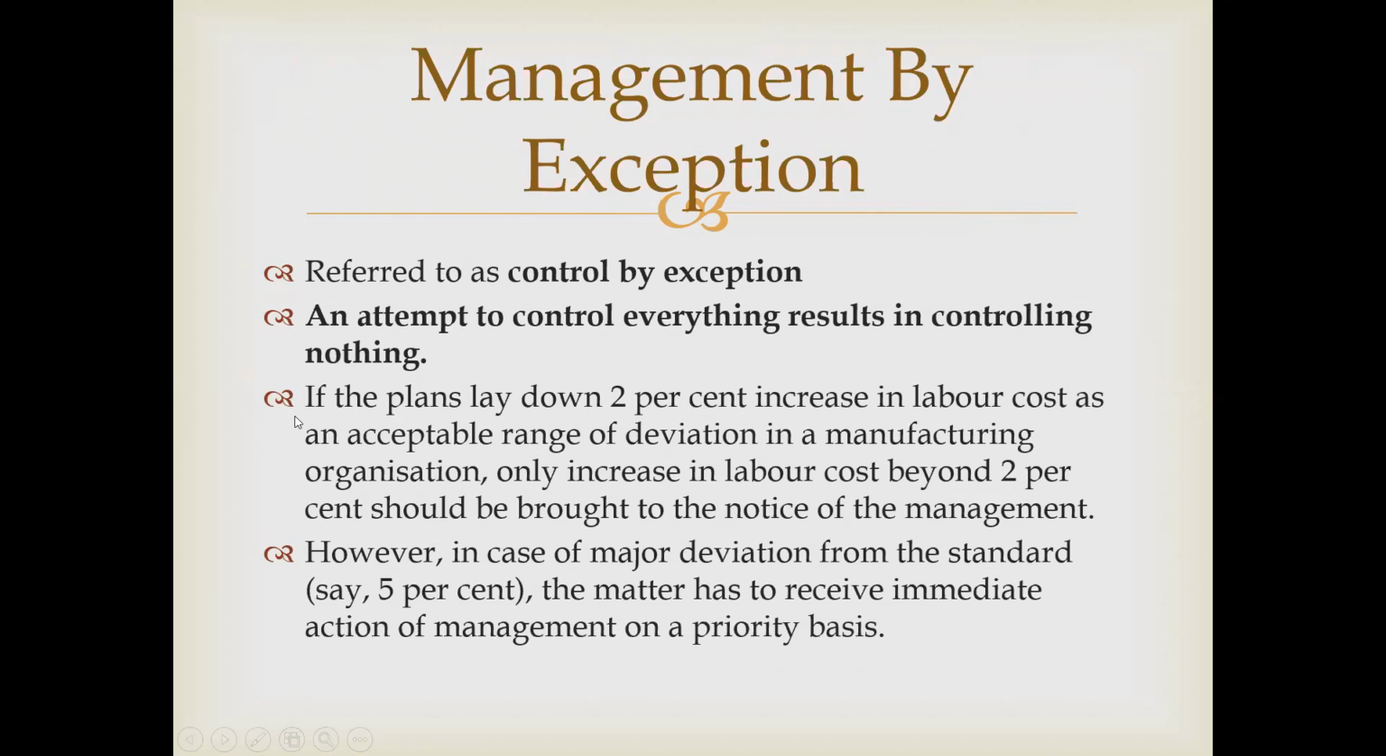Now, what do we mean by this? If a plan lays down 2% increase in labor cost as an acceptable range of deviation in a manufacturing organization, only increase in labor cost beyond 2% should be brought to the notice of the management, otherwise not. क्या मतलब हुआ? देखिए बेटा, हर साल इन्फ्लेशन होती है, तो मैनेजमेंट ने क्या डिसाइड किया हुआ है कि हर साल अगर 2% इंक्रीज होती है लेबर कॉस्ट में, so it's an acceptable range of deviation, so nothing is required, it is acceptable. लेकिन अगर 2% से ज्यादा इंक्रीज होती है लेबर कॉस्ट में, then it calls for management attention.